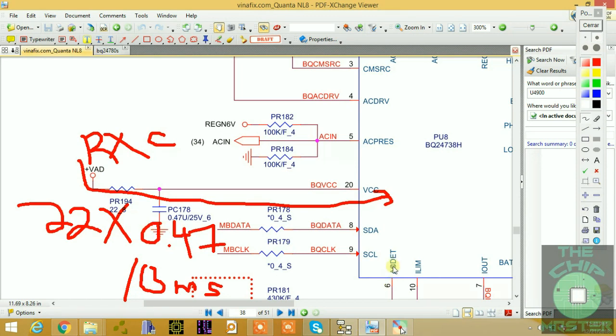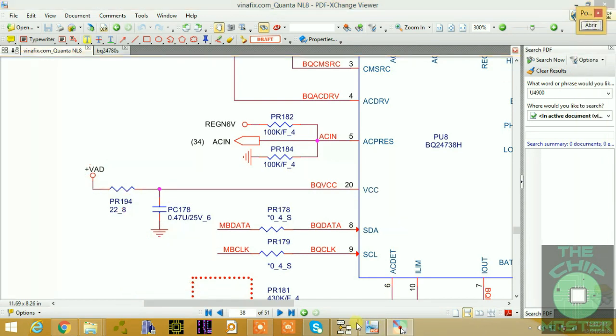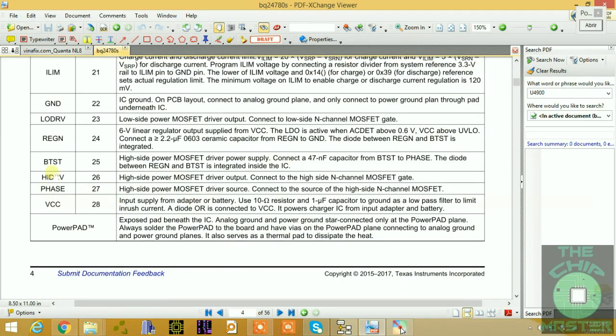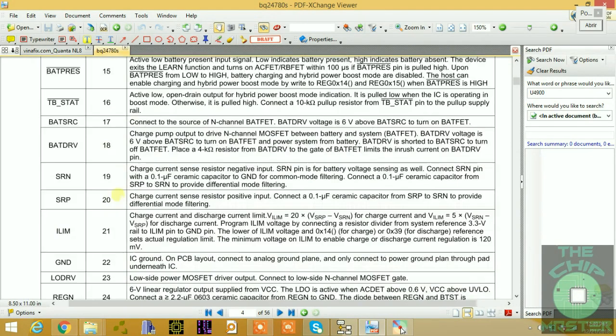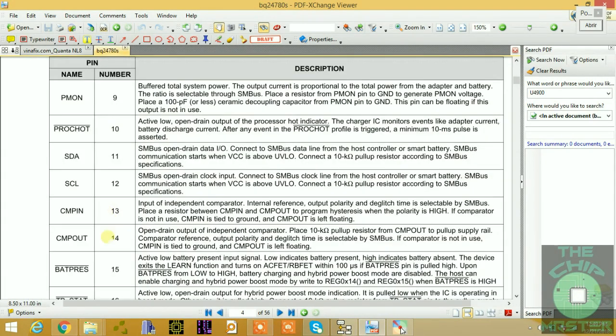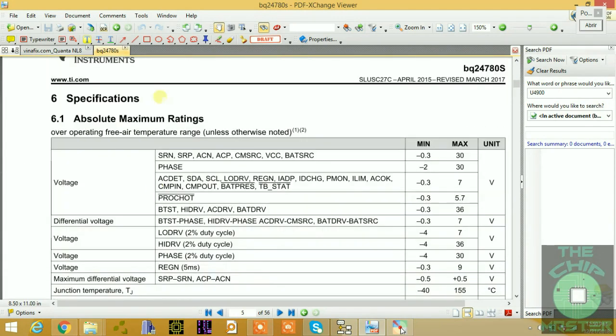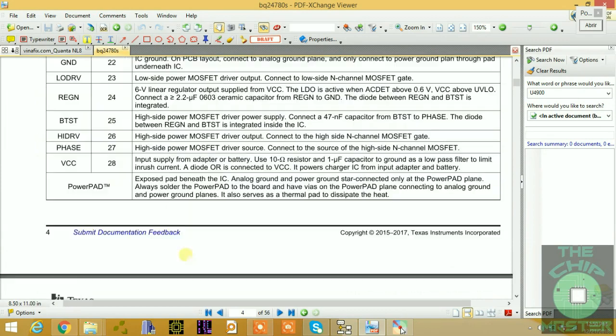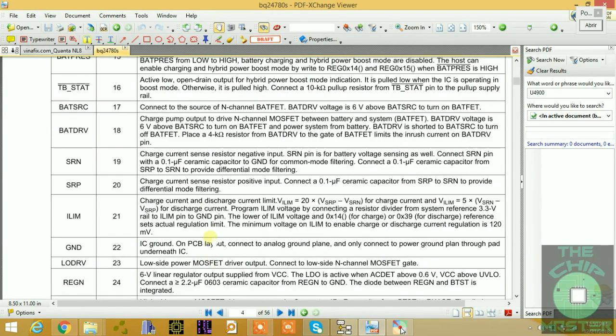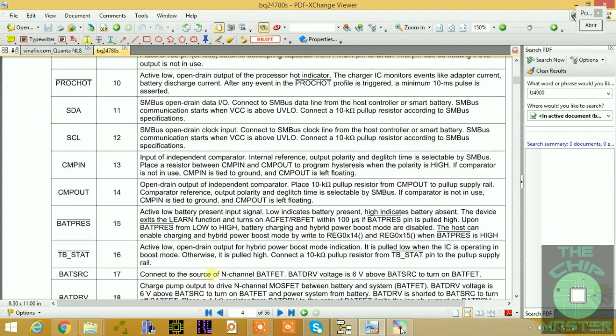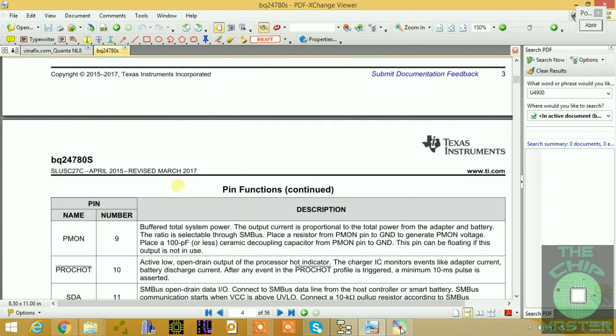Let's go for the detection pin now. These two pins are connected together, as you can see, internally. So let's go to the data sheet. Alright, so this is the data sheet I have. The next one we have is AC detect. So we're going to look for AC detect, and let's find that pin definition.